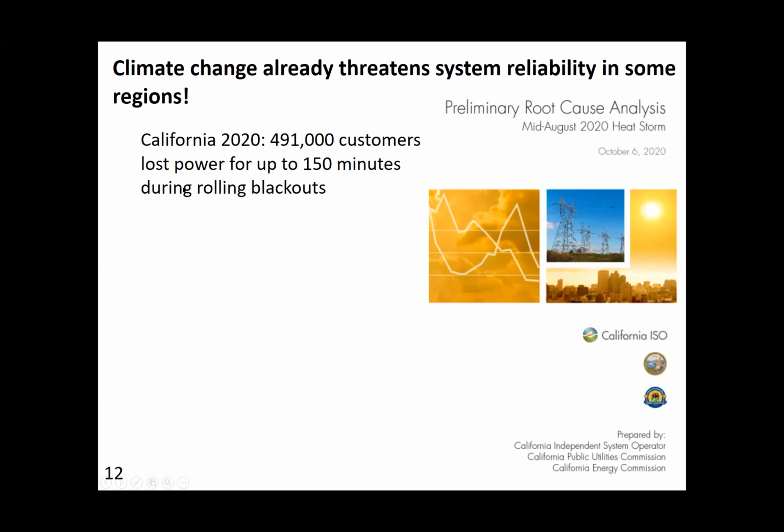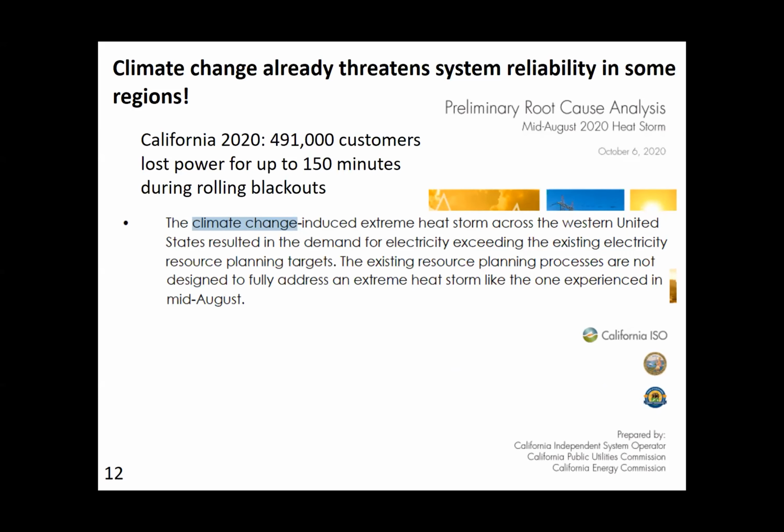And for those of you who are skeptical that we even need this, just as a reminder, California last year, mid-August 2020, had what they called a heat storm, and they had rolling blackouts, 490,000 customers losing power for up to 150 minutes. And in their postmortem that the California ISO and other state government agencies wrote, they directly linked this event to climate change. And so whether climate change played a role in this specific extreme heat storm or in others in the future, this is, again, not something that is only happening in mid-century. These are impacts that are beginning to happen now and will only accelerate over time.